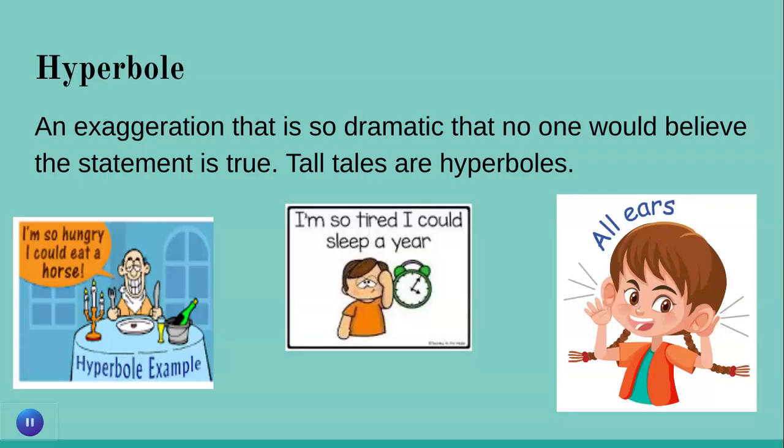And our last one that we're going to talk about today, and learn about this year actually, is hyperbole. This is an exaggeration that is so dramatic that no one would believe the statement is true. Tall tales are hyperboles. When somebody says something so ridiculous, you just know it's not true. Okay, I'm so hungry I could eat a horse. You're not really hungry enough to eat a horse. You're just very hungry. I'm so tired I could sleep a year. We might be very tired, but it's impossible to sleep for a whole year. And all ears, that just means that somebody has your attention. You're not really all made of ears.